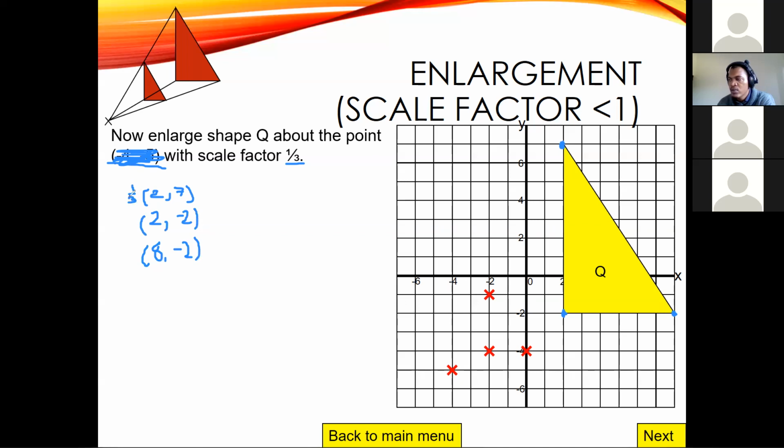Okay, so this will be 1 over 3 multiplied by 1 over 3. This will also be multiplied by 1 over 3, and this will also be multiplied by 1 over 3. So remember I said that we normally use row columns or row vectors because it's easier to see and there's no comma inside. Okay, so the 1 over 3 will multiply the 2 and the 1 over 3 will multiply the 7, and then we will get our new coordinate.